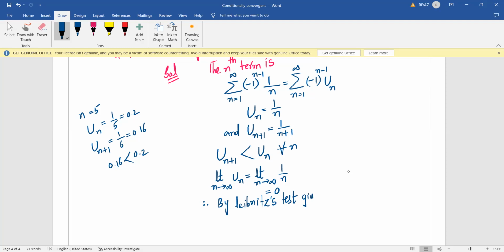This will be a 2 marks question only. This topic is only for 2 marks. You will not get any LAQ from here. LAQ possibilities are the Raabe's test, logarithmic test, and ratio test. Only 3 possibilities are there. So this is the first question we have completed.